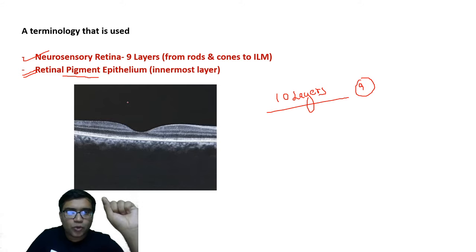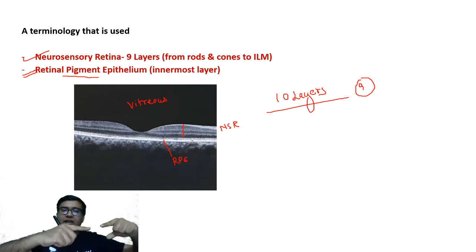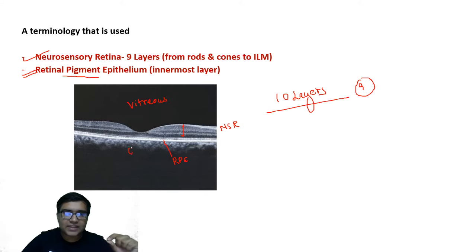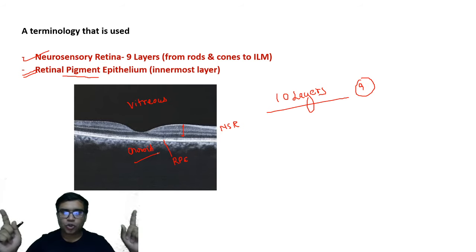Okay, if you can see, this is the OCT picture, this is vitreous. These 9 layers of the retina are called neurosensory retina, and this layer is retinal pigment epithelium. The layer near the choroid, so this is choroid, is the retinal pigment epithelium. And the other layers are the neurosensory retina.